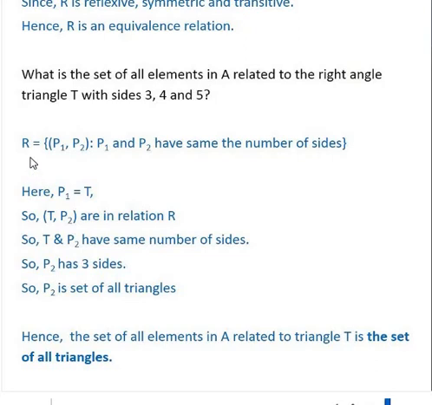So, if we say R is equal to (P1, P2), then P1 and P2 have the same number of sides. Now, if P1 is equal to T, then T and P2 are in relation R. That means T and P2 have the same number of sides. It means P2 also has how many sides? 3 sides. So, if P2 has 3 sides, we can say that P2 is a triangle. Hence, the set of all elements in A related to triangle T is the set of all the triangles. Let us move on to the next sum.